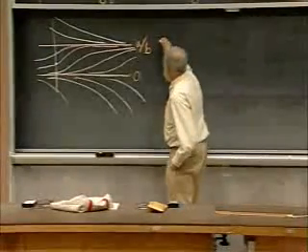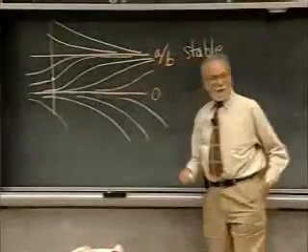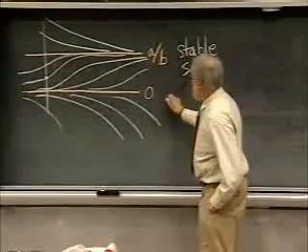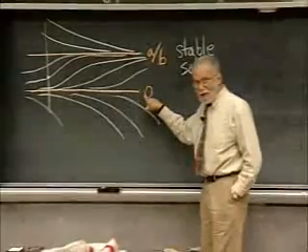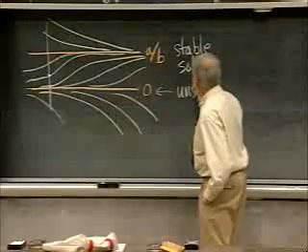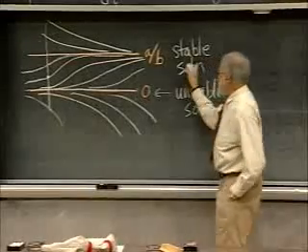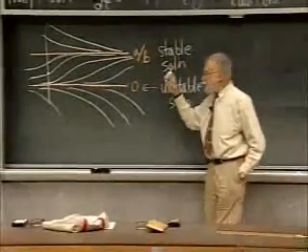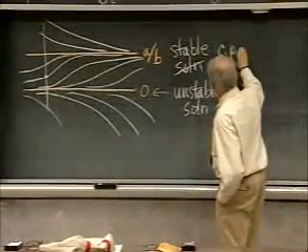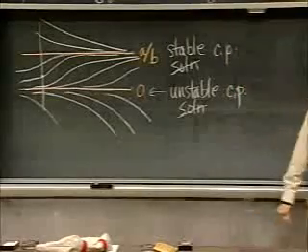This is called a stable solution because everybody tries to get closer and closer to it. Zero is also a constant solution, but this is an unstable solution. And now, usually, solution is too general a word. I think it's better to call it a stable critical point and an unstable critical point. But of course, it also corresponds to a solution.